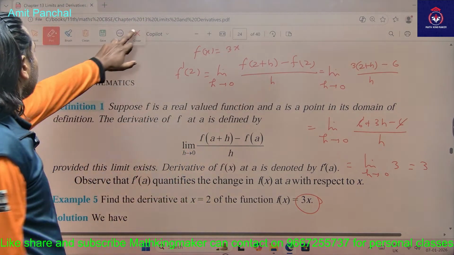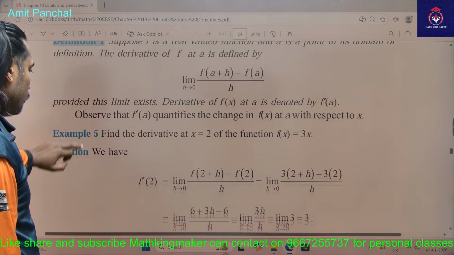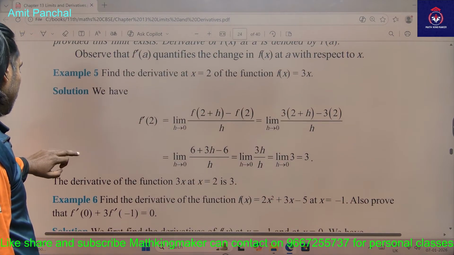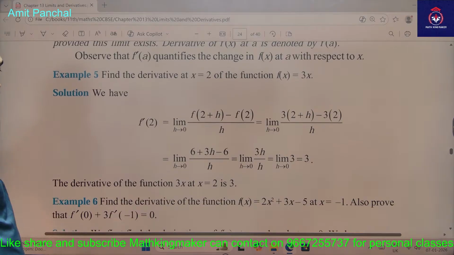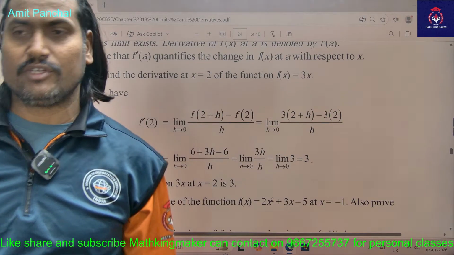So similarly you can do more questions. Your next question is that one. Just try to do it. Example 6.